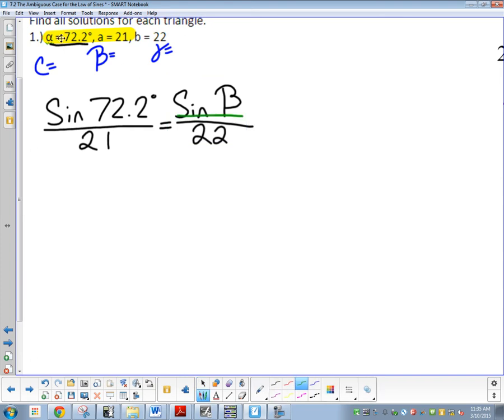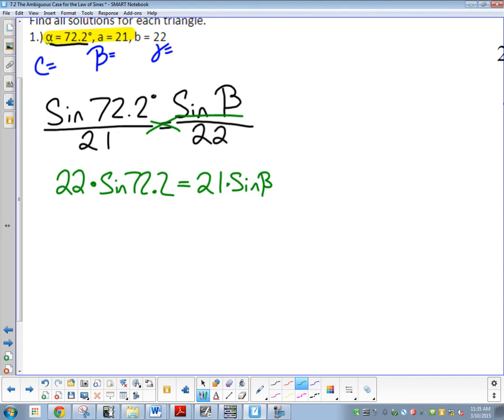How do I solve this problem? What do I need to do? We're going to cross multiply. So we're going to take the 2 things that we know and multiply them together. So 22 times sine of 72.2. That's going to be equal to the other one, 21 times sine of beta.